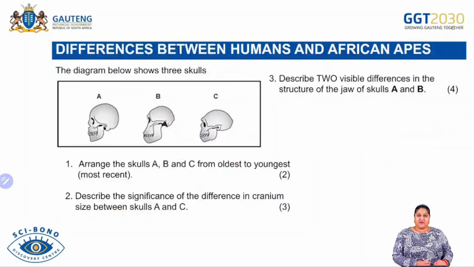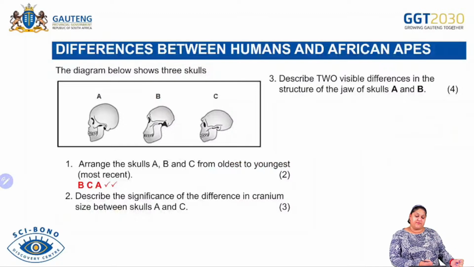Right, then we have one last question before we move on. We have the diagrams of 3 skulls. Arrange the skulls A, B, and C from the oldest to the youngest, the youngest being the most recent. The oldest one would be the most primitive one, so the one with the smaller cranium and the larger jaws. That will be B, and then we're going to get C, and then we're going to have A. So you can see over time that these things have changed.